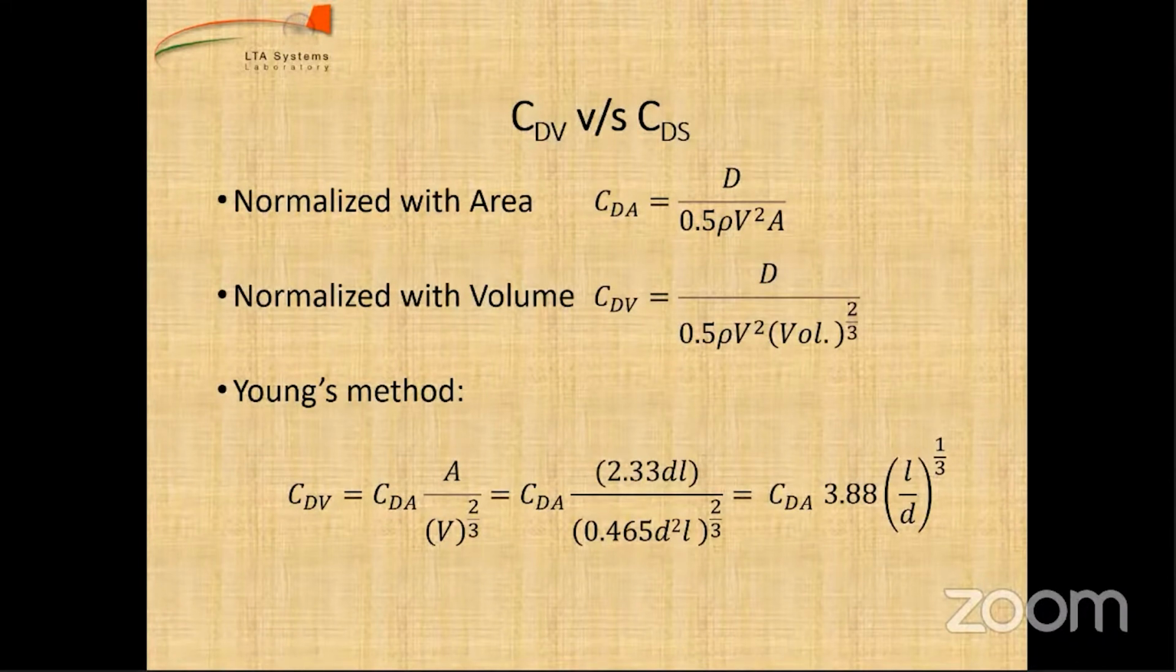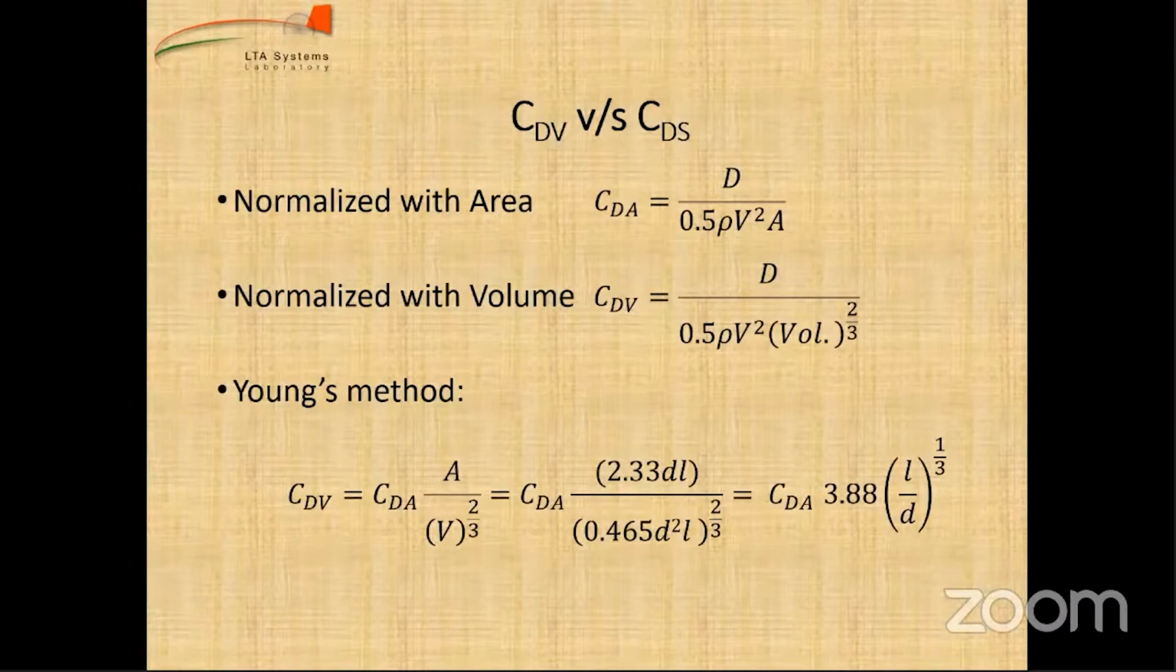Whereas in LTA systems, we don't use the area normalized drag coefficient. Instead, we use the volumetric drag coefficient. What is the volumetric drag coefficient? Here, the normalization is carried out by volume, not with area. So it is drag divided by dynamic pressure into volume power 2 by 3. This volume power 2 by 3 comes in to have a dimensional balance and to cancel the units so that CDV does not have any unit. So in LTA systems, we use this particular volumetric drag coefficient.